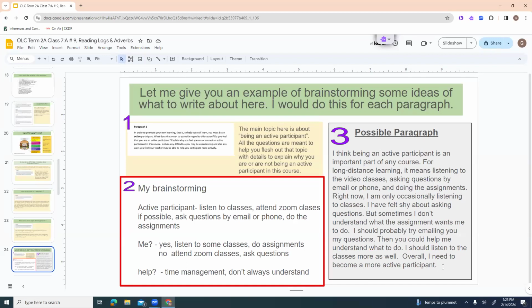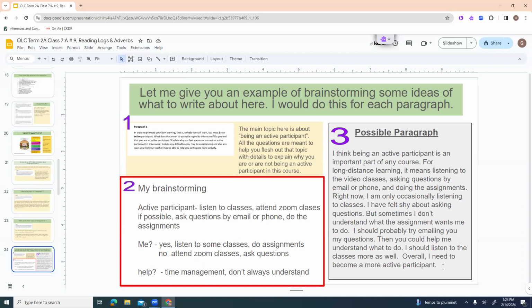I think being an active participant is an important part of any course. For long distance learning, it means listening to the video classes, asking questions by email or phone, and doing the assignments. Right now, I am only occasionally listening to classes, and I have felt shy about asking questions. But sometimes I don't understand what the assignment wants me to do. I should probably try emailing you my questions. Then you could help me understand what to do. I should listen to the classes more as well. Overall, I need to become a more active participant.